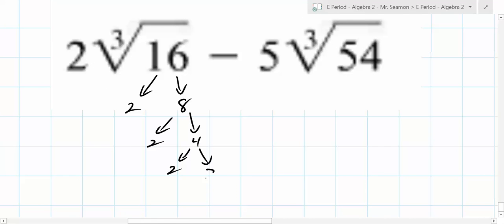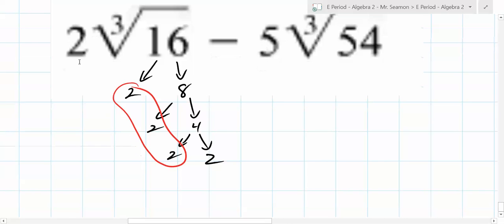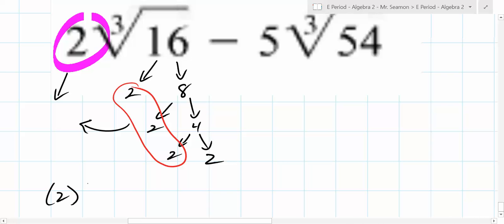2 and 2. So we're looking for a triple. What's the triple? 2. There's three 2s, right? So Nick, you see there's already a 2 out front. So we're going to pull one 2 out, and there's already one out front. So it's going to be 2 times the cube root of what?